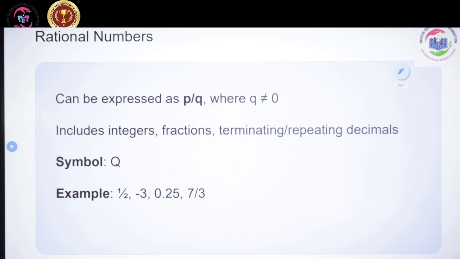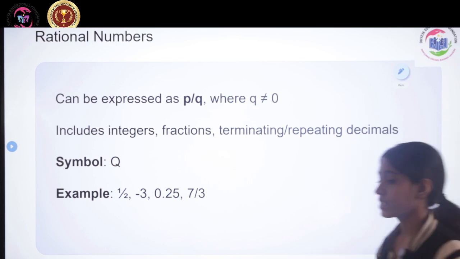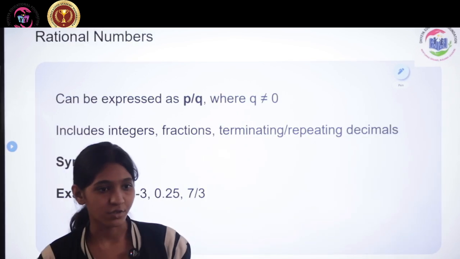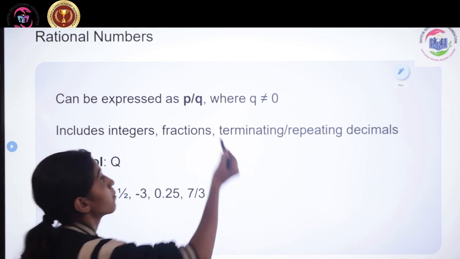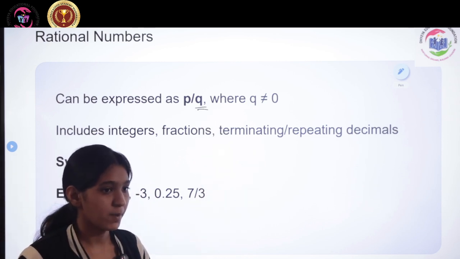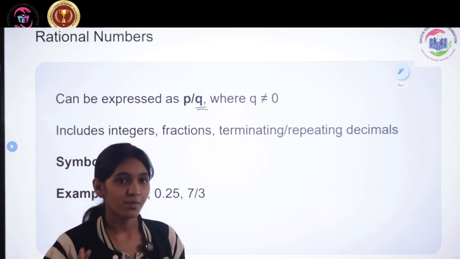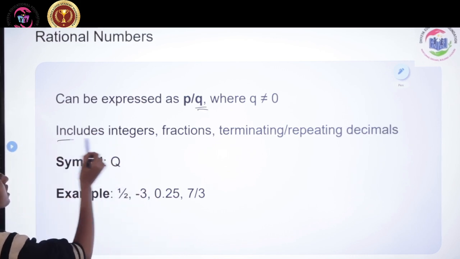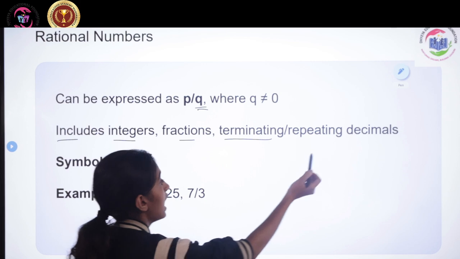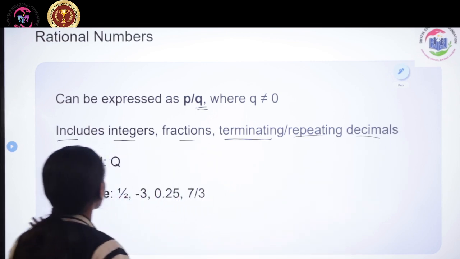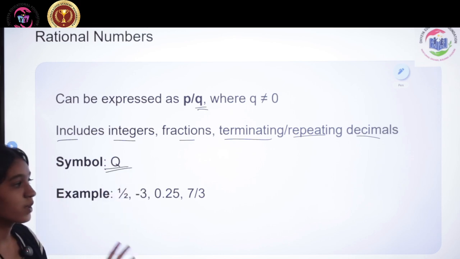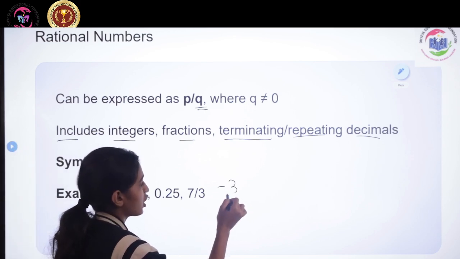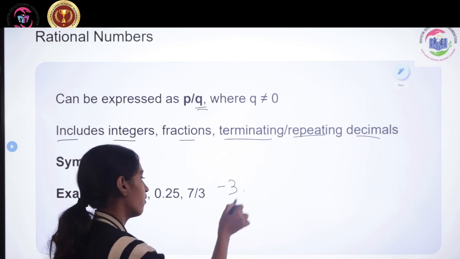Rational numbers. What is a rational number? Rational numbers are those numbers that can be represented as p by q in the form of a fraction. Also, it includes decimals. But here q cannot be 0. Remember this: in a rational number q cannot be 0, and it includes integers, fractions, terminating and repeating decimals. These are also included in rational numbers. Symbol is Q. Integers are included because if I take any integer, it has a denominator 1.